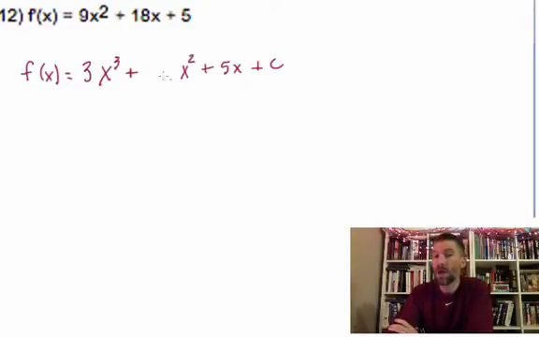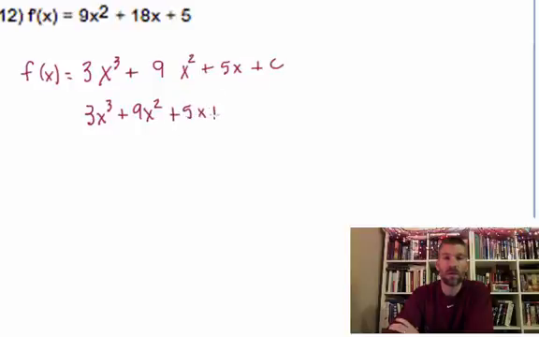2 times what gives me 18? Think about it now. 2 times what number gives me 18? That's how I take my derivative. And that's going to be a 9. So my function, and this is kind of spread out, I'll write it a little neater, should be 3x cubed plus 9x squared plus 5x plus c. And that's all there is to it.